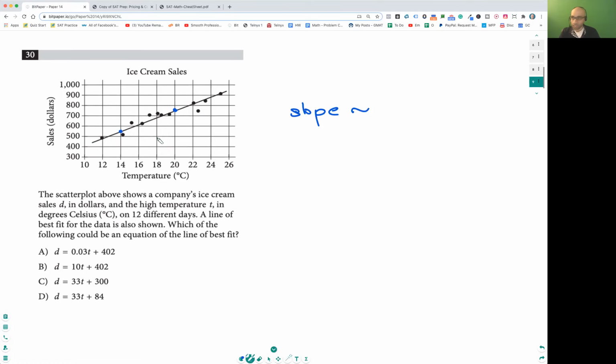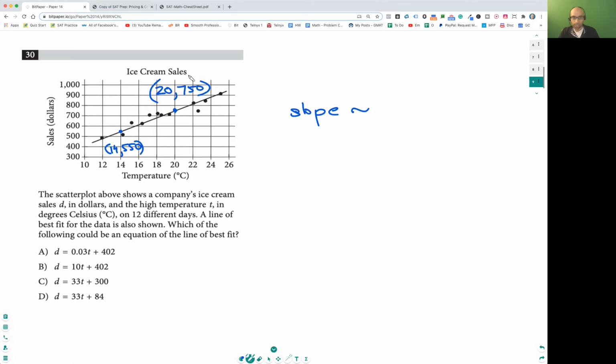Okay, so first find the slope. The slope is the rise over run. Let's take this point to be 20 comma 750, and then take this point to be 14 comma 550, and then find the slope real quick. What do you think is the slope here?